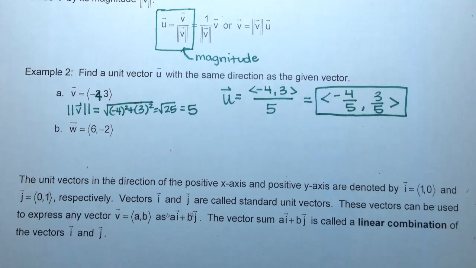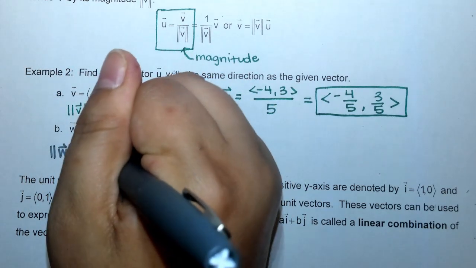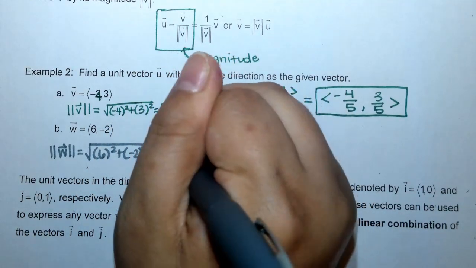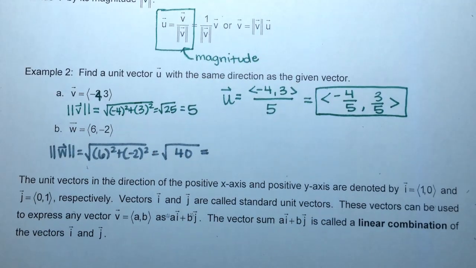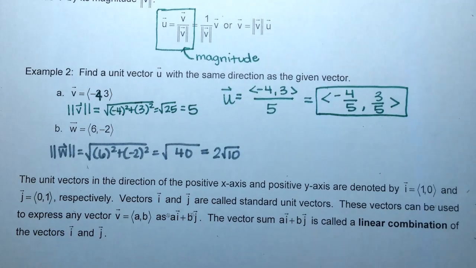Alright, let's try B. I'm not going to have you try it on your own because it's a little complicated, but let's try it together. What am I going to do first to find this unit vector? Magnitude. What is the square root of 40? 2 root 10, because it's 4 times 10.